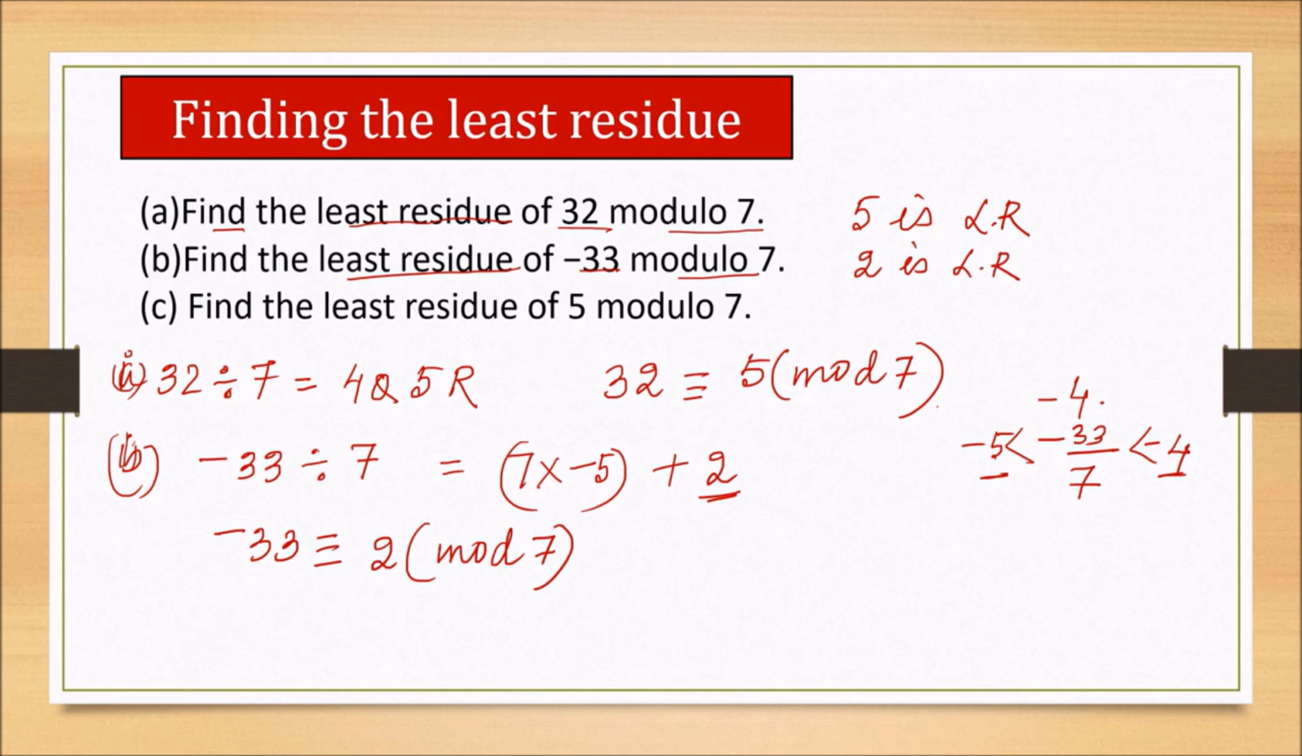Now coming to C, find the least residue of 5 modulo 7. 5 when divided by 7: 7 multiplied by 0 is 0, and this should be plus 5. So the residue is 5. Five is the residue.